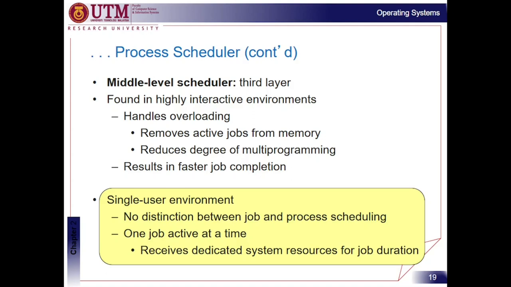The middle level scheduler is not needed in a single user environment where there is only one user and one job running on the system. In this case, there is no distinction between job and process scheduling because a job is a collection of one or more processes that belong to a user. The single user environment has only one job active at a time and it receives all the system resources for its duration.